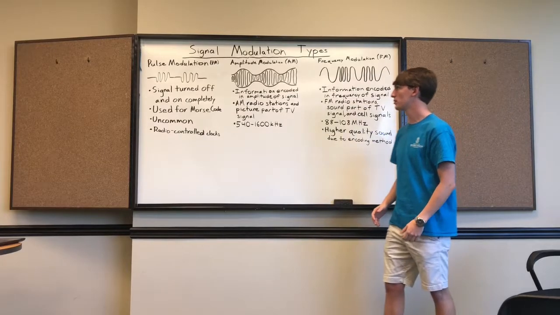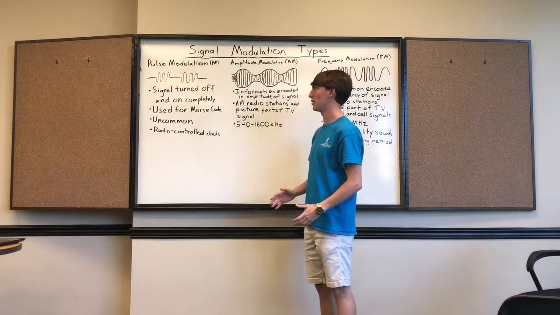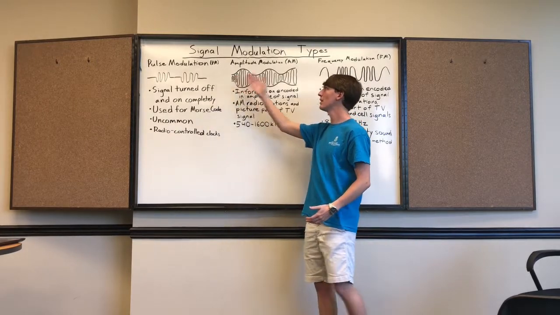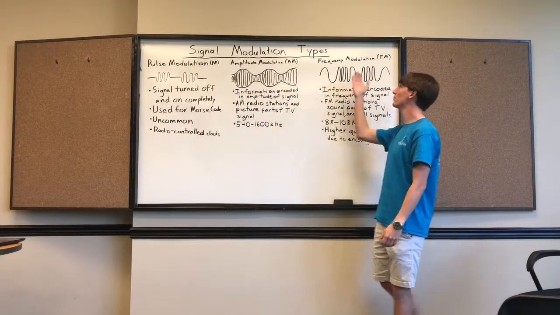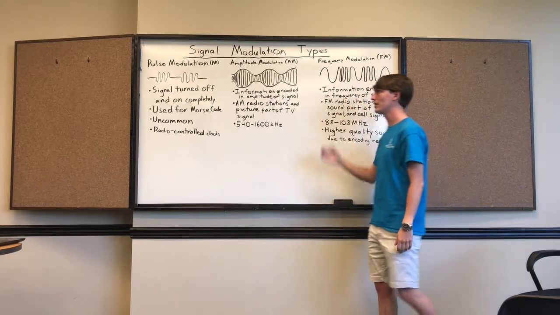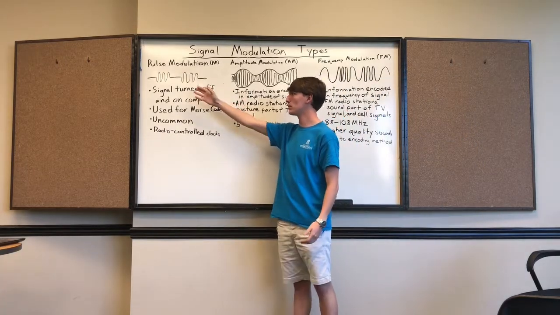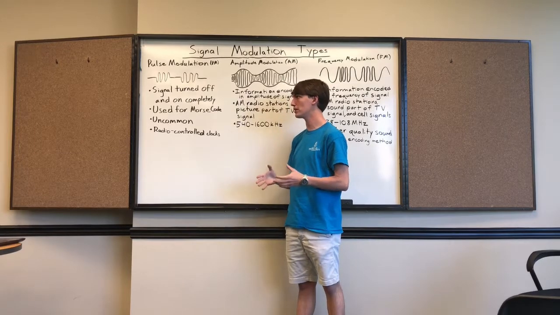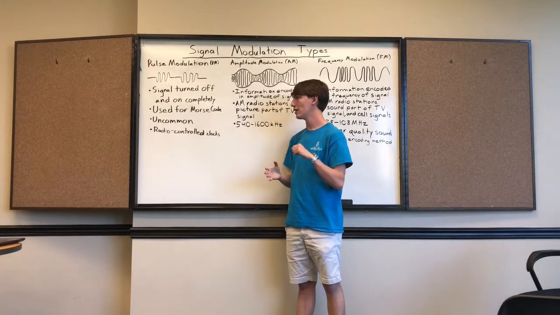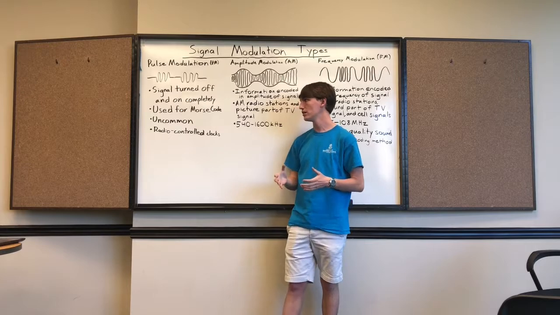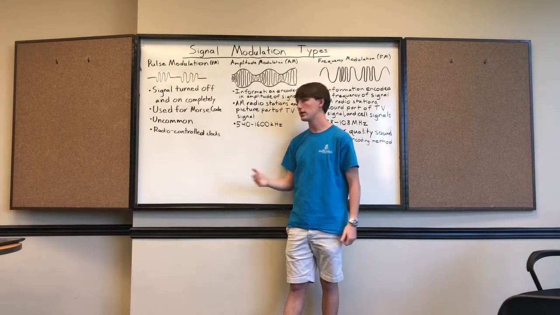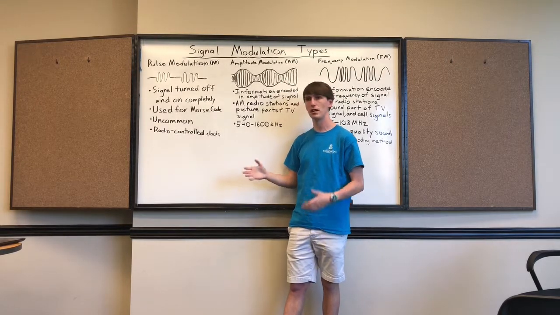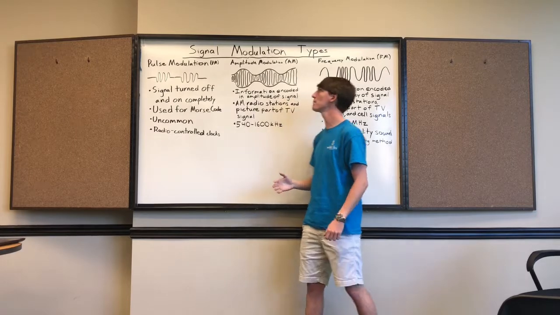So let's take a look at signal modulation types. The three types primarily are pulse modulation, or PM, amplitude modulation, or AM, and frequency modulation, or FM. First, pulse modulation has a waveform that looks like this. And it essentially encodes information by directly turning the signal off and on. This is commonly used for Morse code transmission, as well as radio-controlled clocks. But other than that, it's relatively uncommon.